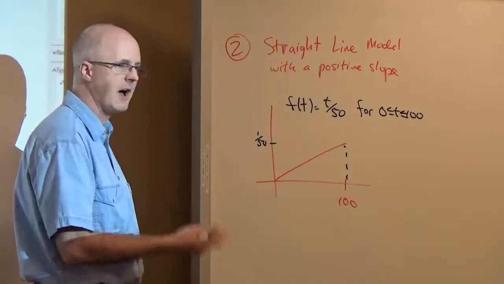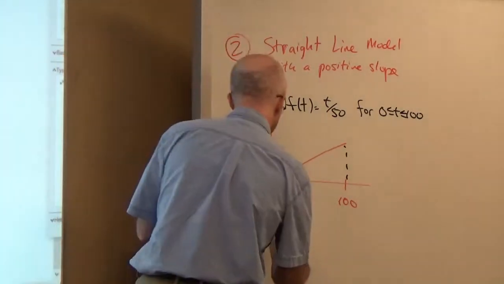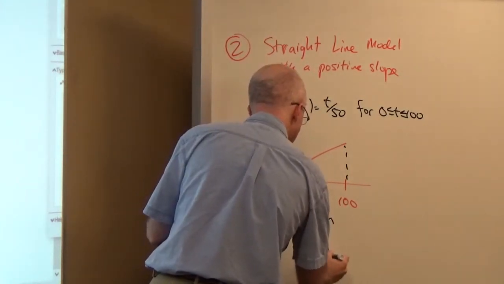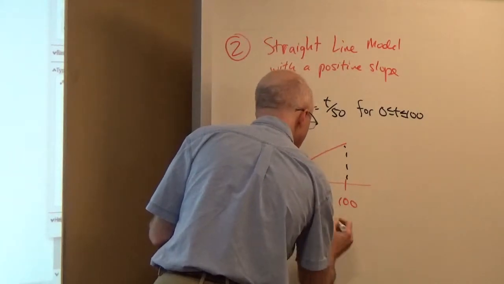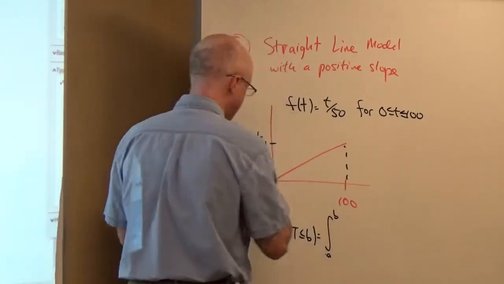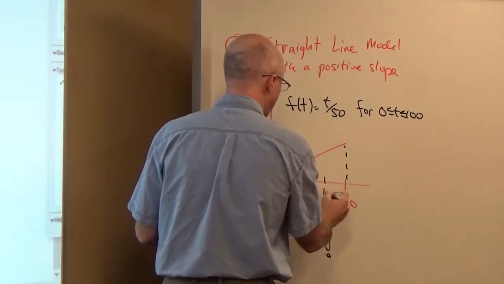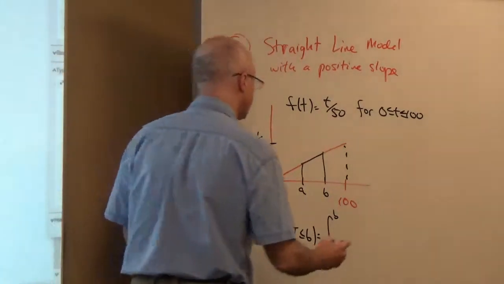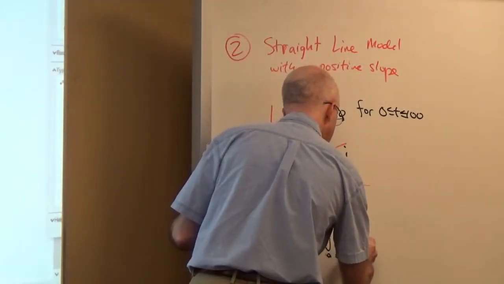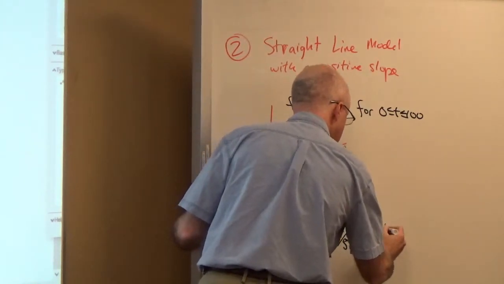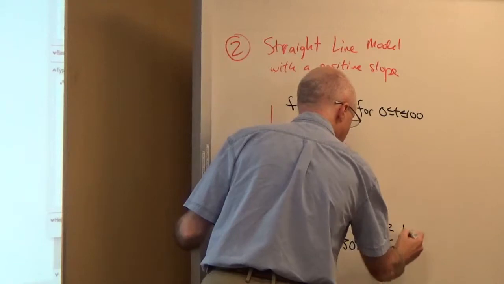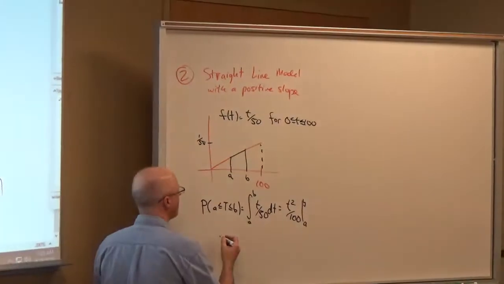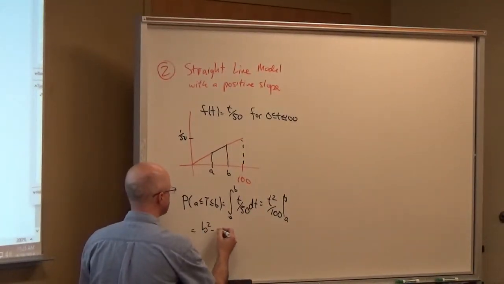Probability still can be found by computing areas. The probability of dying between time A and time B is the integral of this thing from A to B. Since the graph is a straight line, you could find those areas by finding the area of a trapezoid here, like that. But you can also integrate it. Antiderivative is going to be t squared over 100. Evaluate that from A to B. The probability of dying sometime between time A and time B is going to be b squared minus a squared over 100.